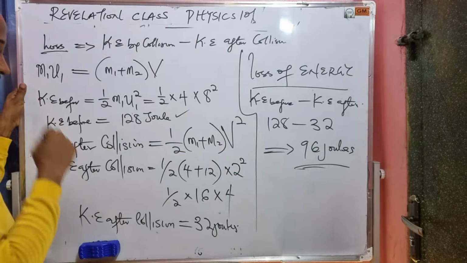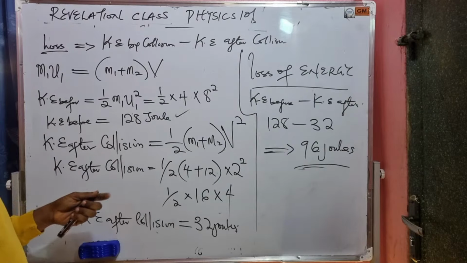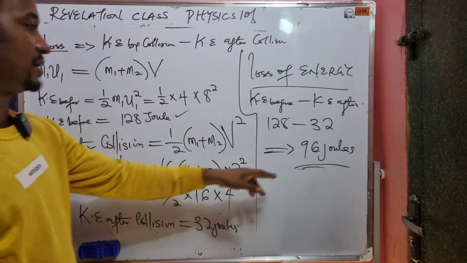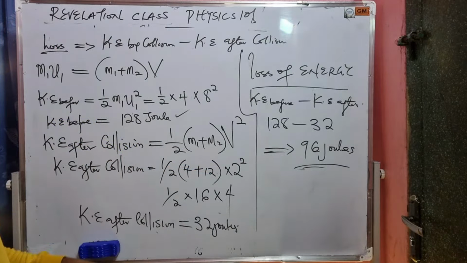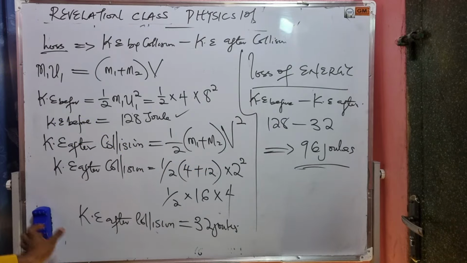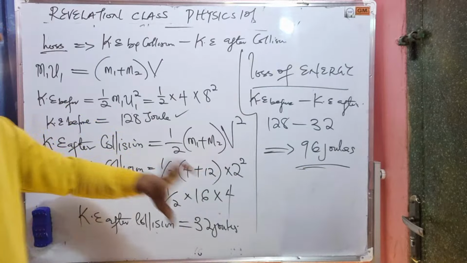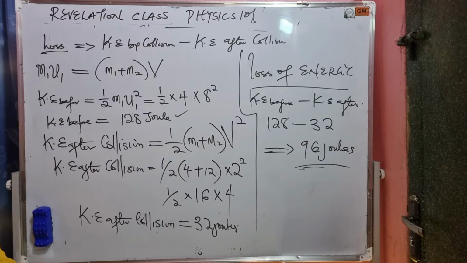It's not even a fraction, like 20 joules or 30 joules. The difference is clear. It is obvious that this is a completely inelastic collision.